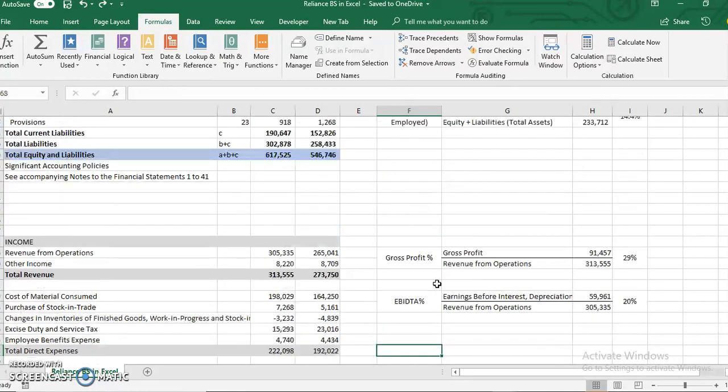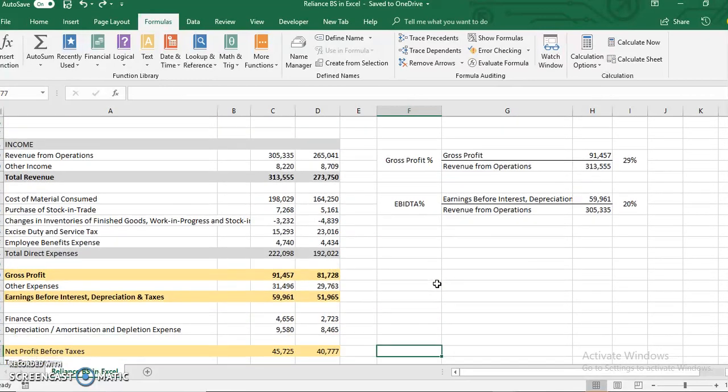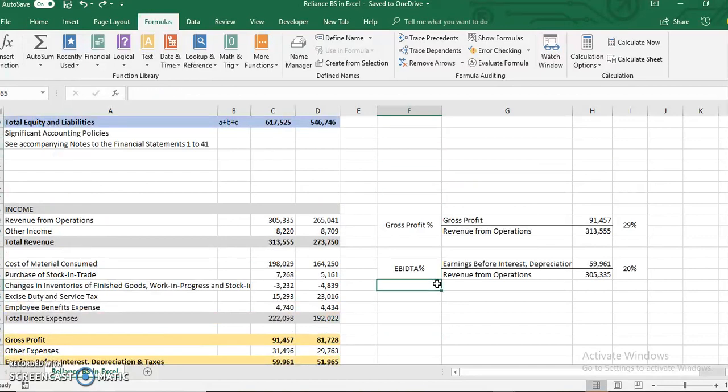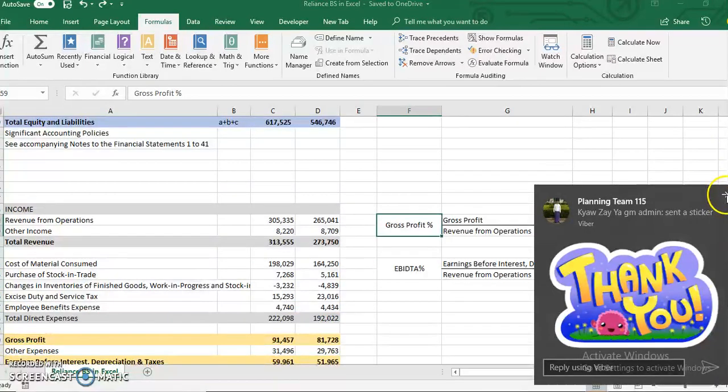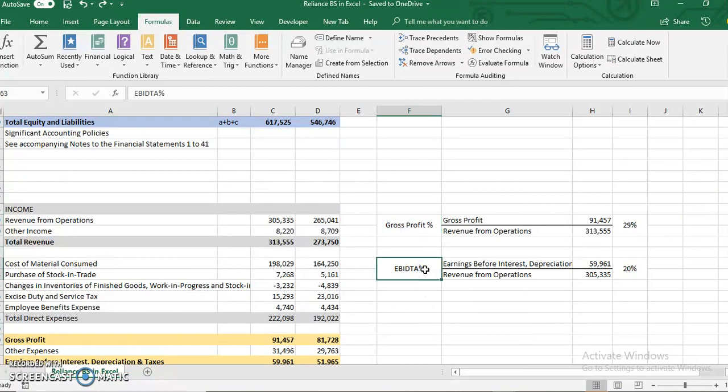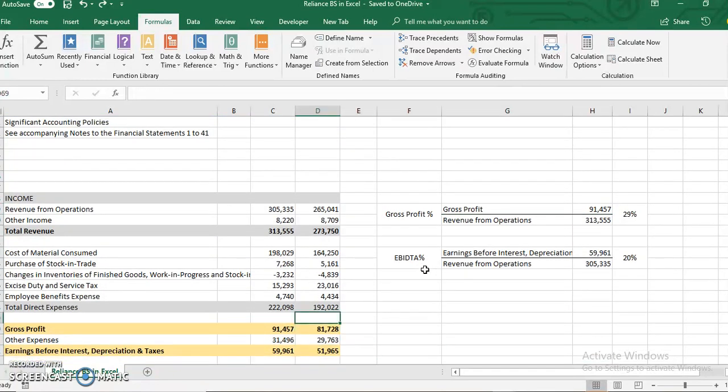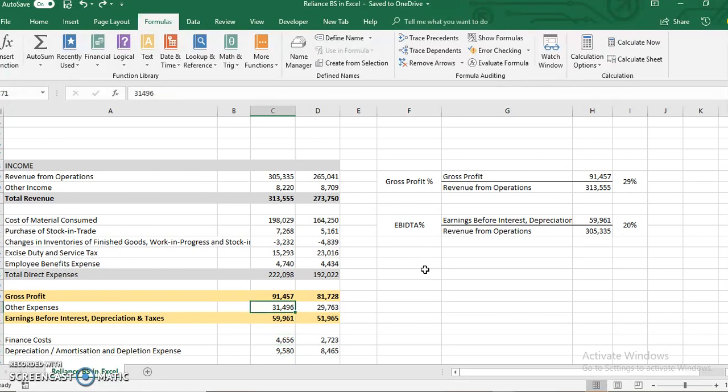Anyhow, looking at the other ratios now. In the profitability ratios, we have the gross profit percentage, and we have another percentage called EBITDA percent, earnings before interest, depreciation and taxes. Here you will see the gross profit from operations is 91,000. It is 91,000 because there are other expenses, which are the selling expenses and administrative expenses.